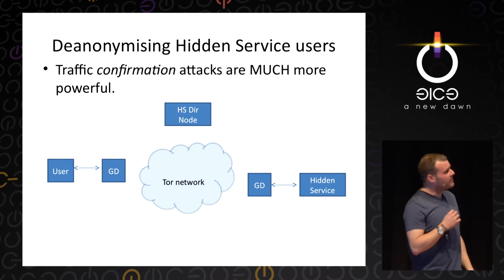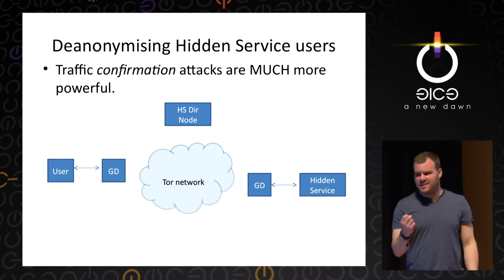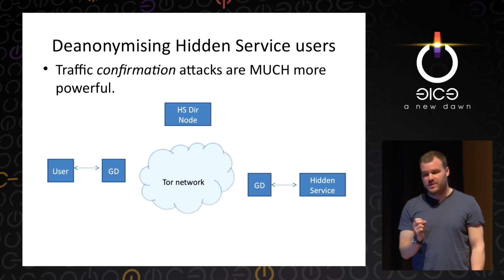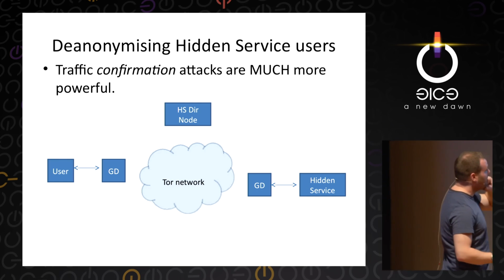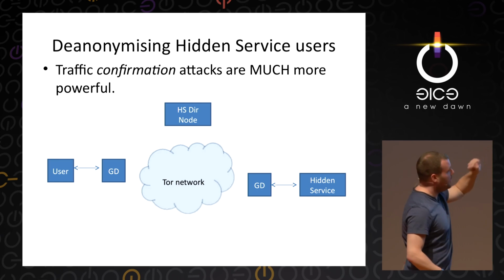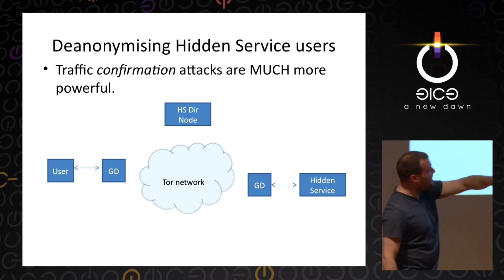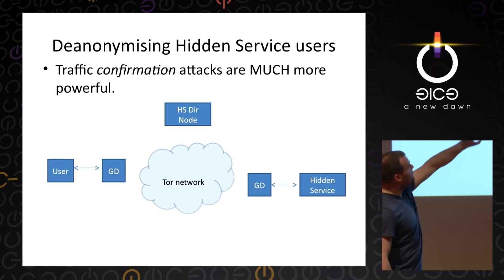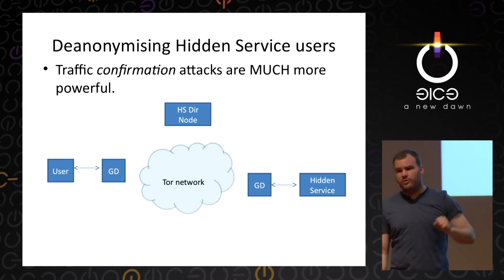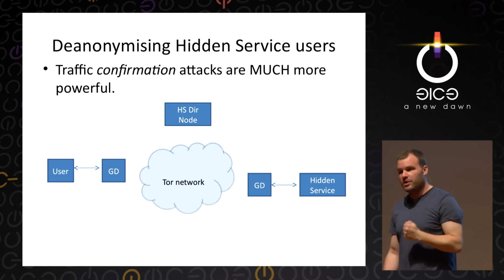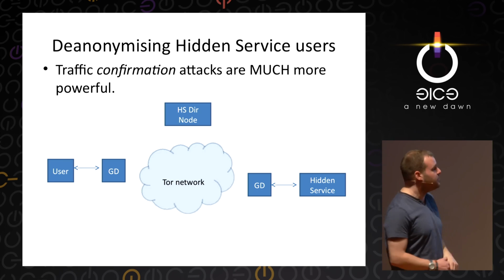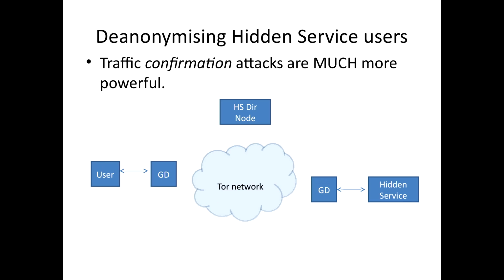So how about de-anonymizing visitors to hidden service websites? In this case, we've got a user on the left-hand side who's connected to a guard node. We've got a hidden service on the right-hand side who's connected to a guard node. And at the top, we've got one of those directory servers which is responsible for serving up those hidden service directory requests.